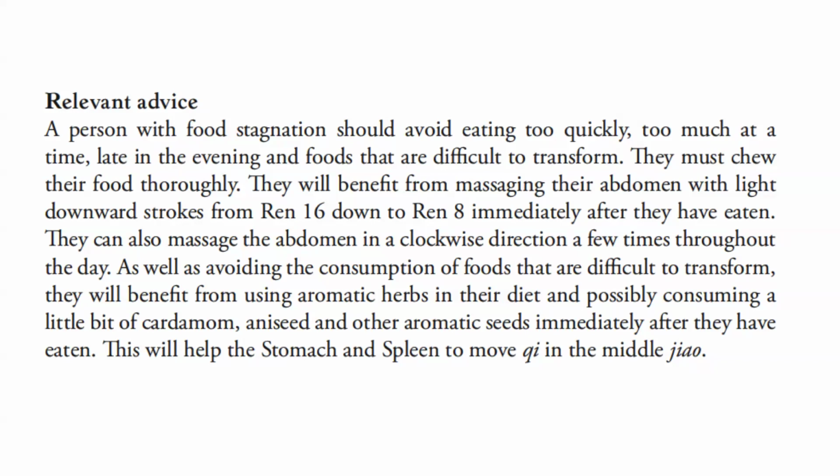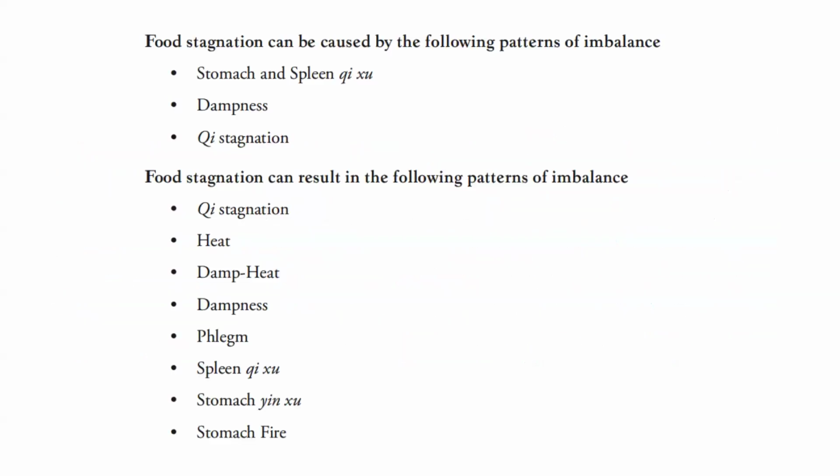As well as avoiding the consumption of foods that are difficult to transform, they will benefit from using aromatic herbs in their diet and possibly consuming a little bit of cardamom, aniseed, and other aromatic seeds immediately after they have eaten. This will help the stomach and spleen to move Qi in the middle jiao. Food stagnation can be caused by the following patterns of imbalance: stomach and spleen Qi deficiency, dampness, and Qi stagnation. In turn, this can result in Qi stagnation, heat, dampness, phlegm, spleen Qi deficiency, stomach yin deficiency, and stomach fire.